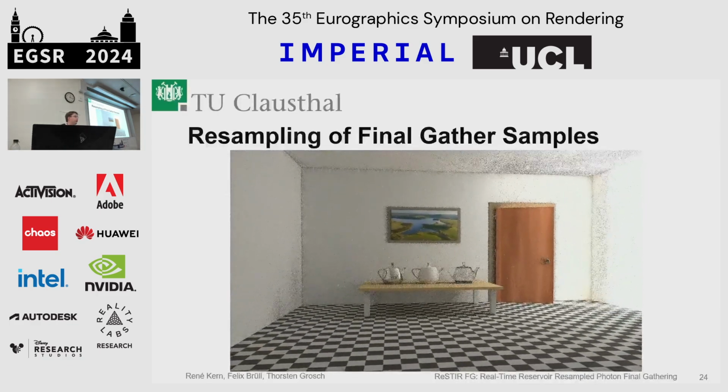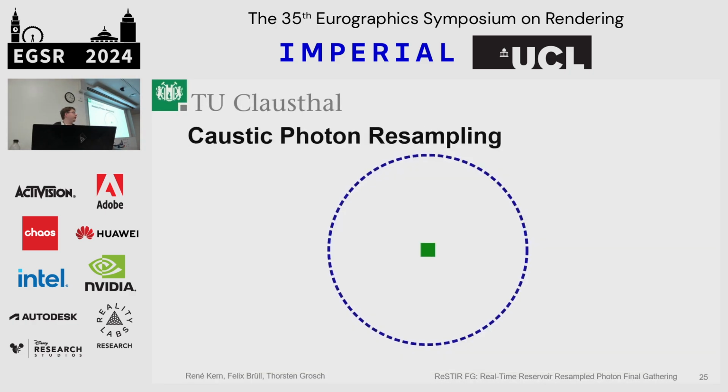But maybe you noticed the photons, the caustic photons, are still splatting all around, and this is not really good. So let's fix this by adding another resampling pass. We now look at our first diffuse hit from a top-down perspective. For convenience, I now map the radius to the point.